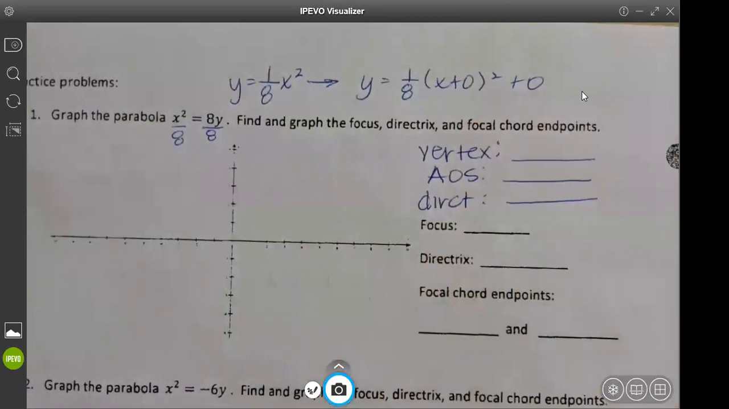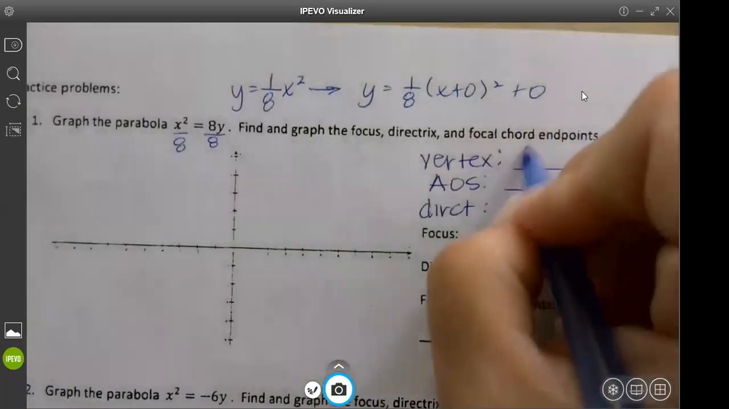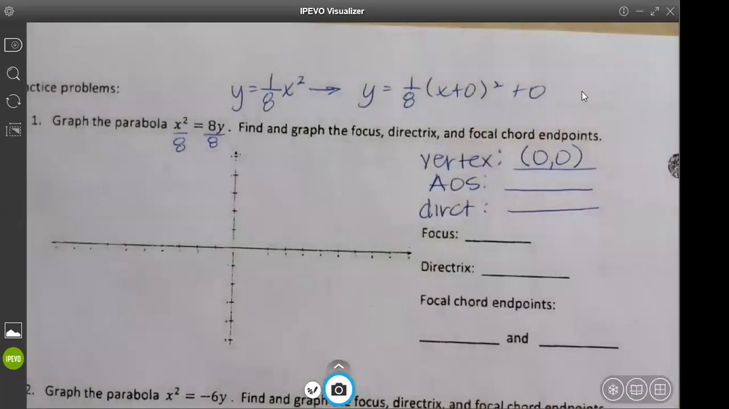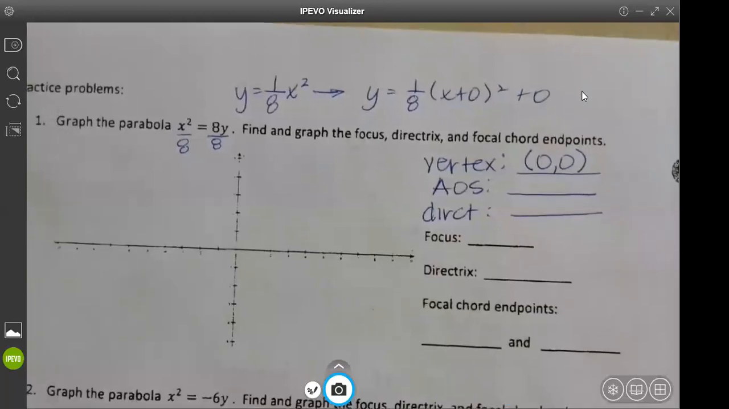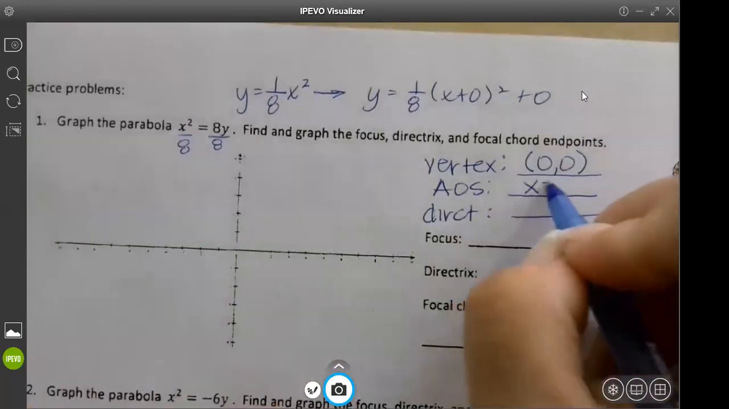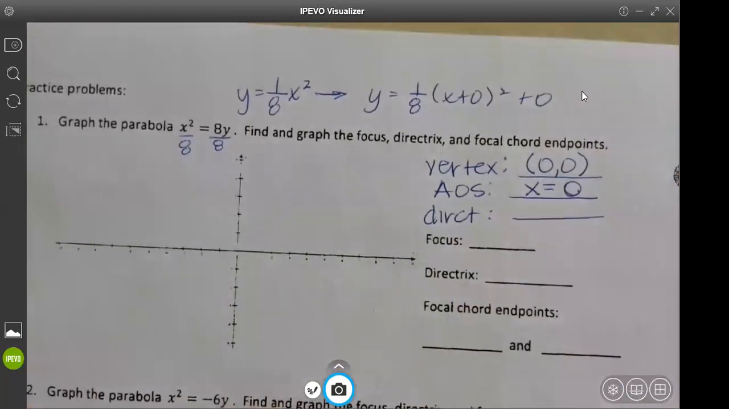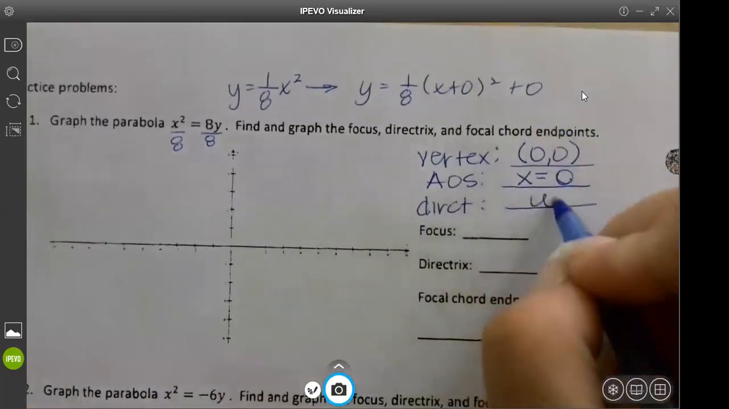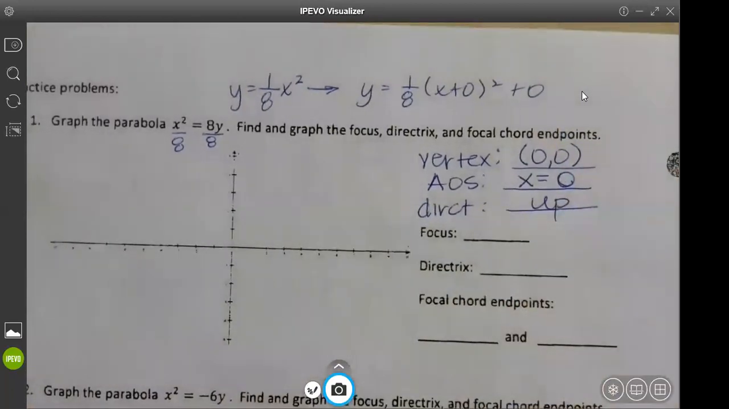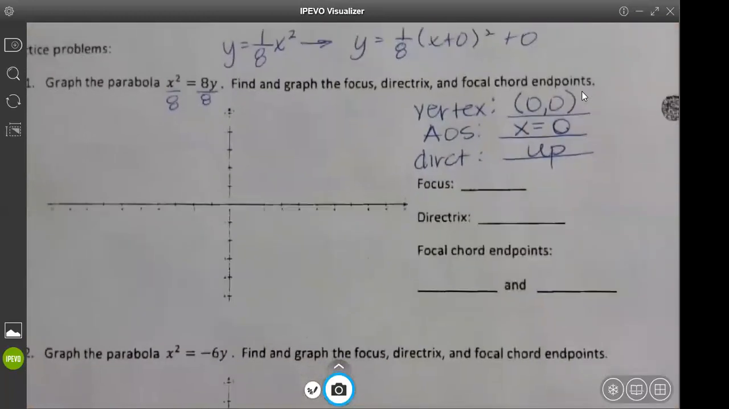So what is your vertex for this one? 0, 0. What's your axis of symmetry? Remember, your axis of symmetry is x equals whatever the x coordinate of the vertex is. What direction is this one? Up, down, left, or right? Up. It's y equals, so it's up or down, and it's positive, so it's up. All right, so once you get those, it makes it a little bit easier.